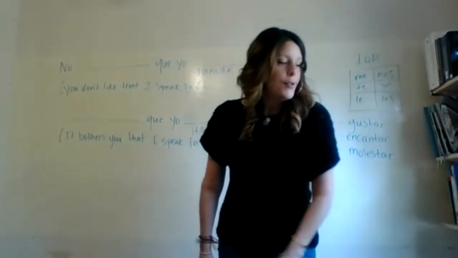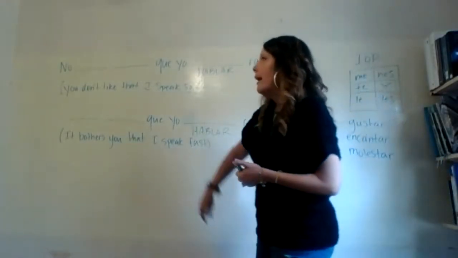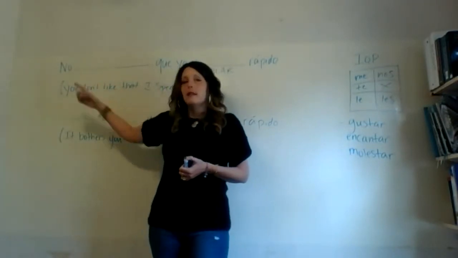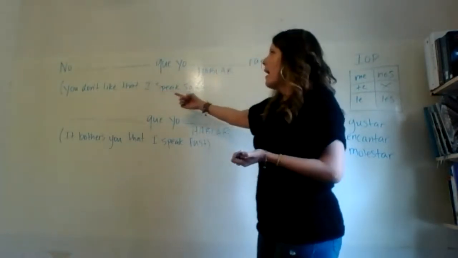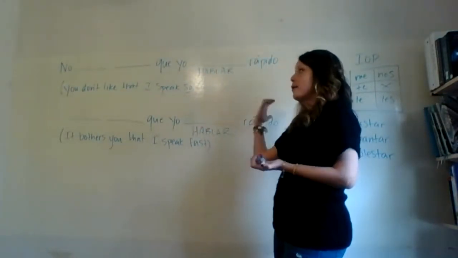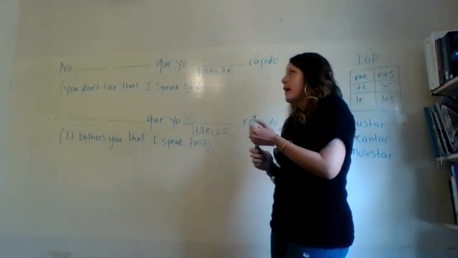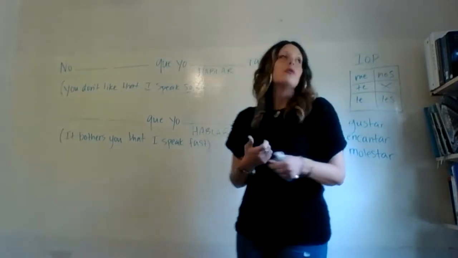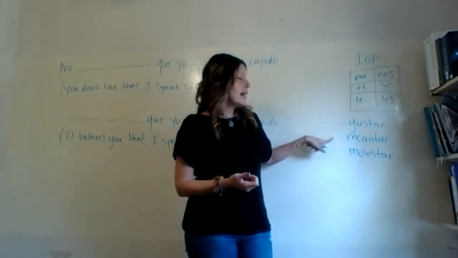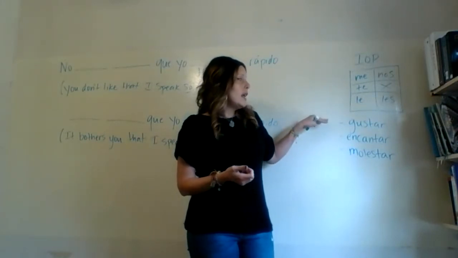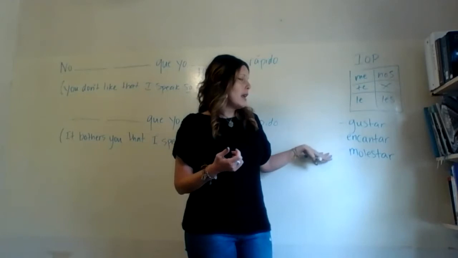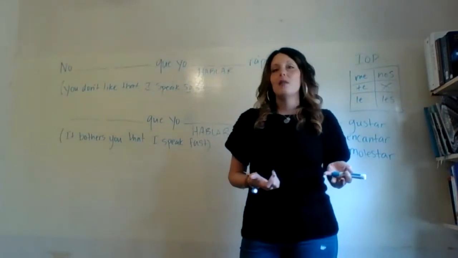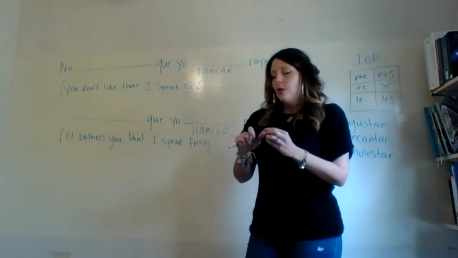More examples. So we have up here a same kind of sentence, but it's just negated. We see a no in the front. Our first sentence is going to mean you don't like that I speak fast, or you don't like that I speak so fast. And we're just going to fill in the blanks. So the first question we need to ask ourselves is, which verb do we need to use over here in the present tense? Gustar, encantar, or molestar. Remember, when something is liked, when something is loved, and when something is bothersome. So since our sentence is, you don't like that I speak fast, we know that we need to use the verb gustar.